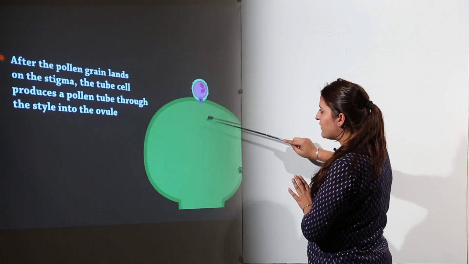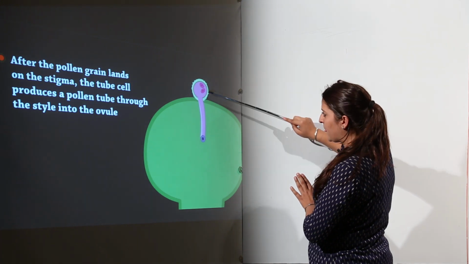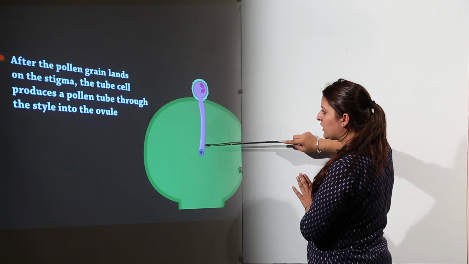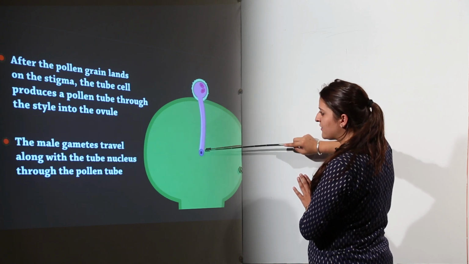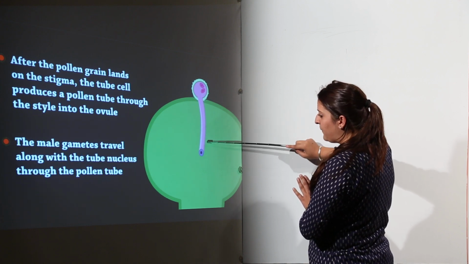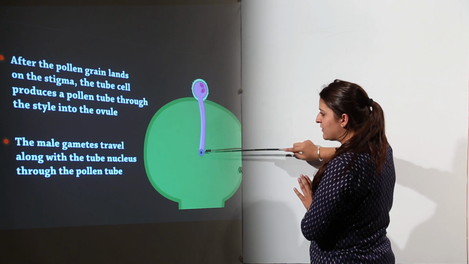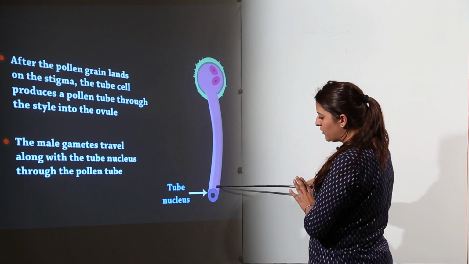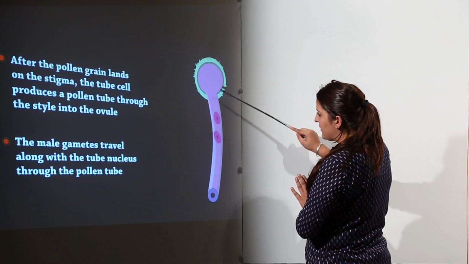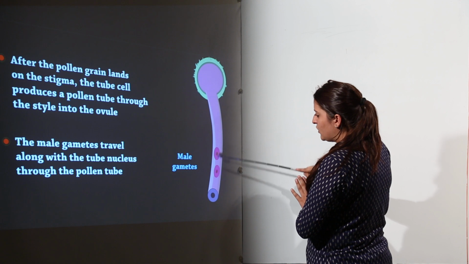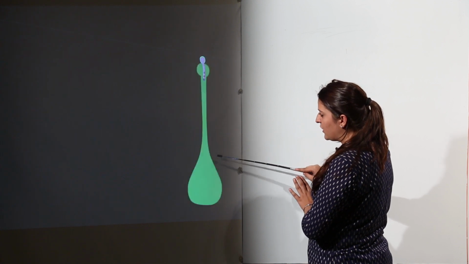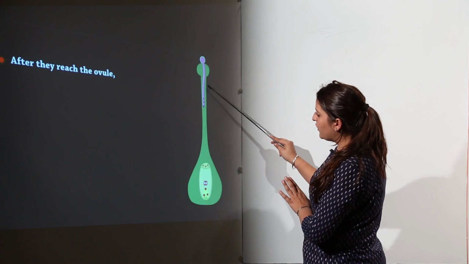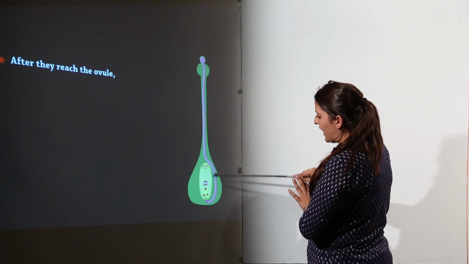For it to move inside the ovule, the tube cell, which I told you about earlier, produces a pollen tube. So this is a pollen tube which is formed by the tube cell. It moves through the style into the ovule. The male gametes transfer through this complete pollen tube. So this is a tube nucleus and this is a pollen tube. So these are the male gametes which are actually moving through this tube into the ovule. Once they reach the ovule, see, these are the male gametes reaching the ovule.